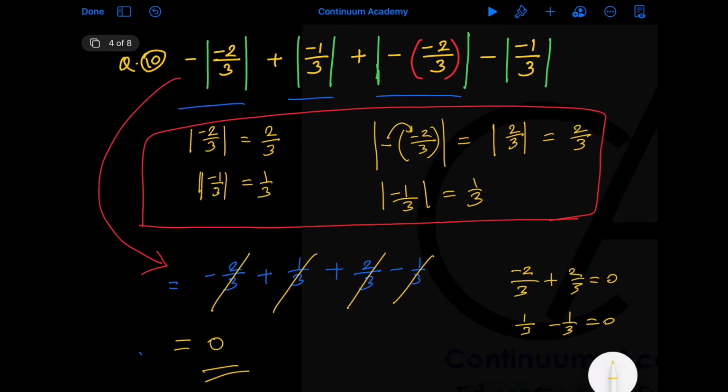This question is taken from class 8. Class 7 students also take this question, because I have given you some more questions. So let me discuss some more questions with you.